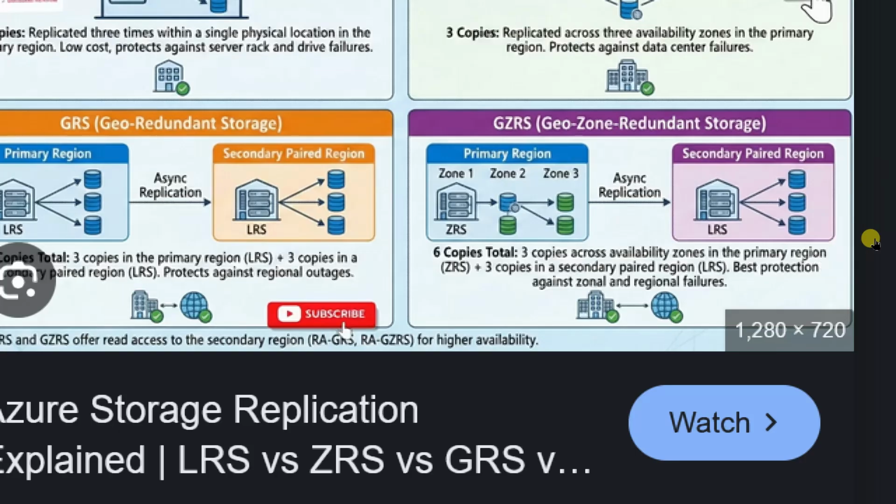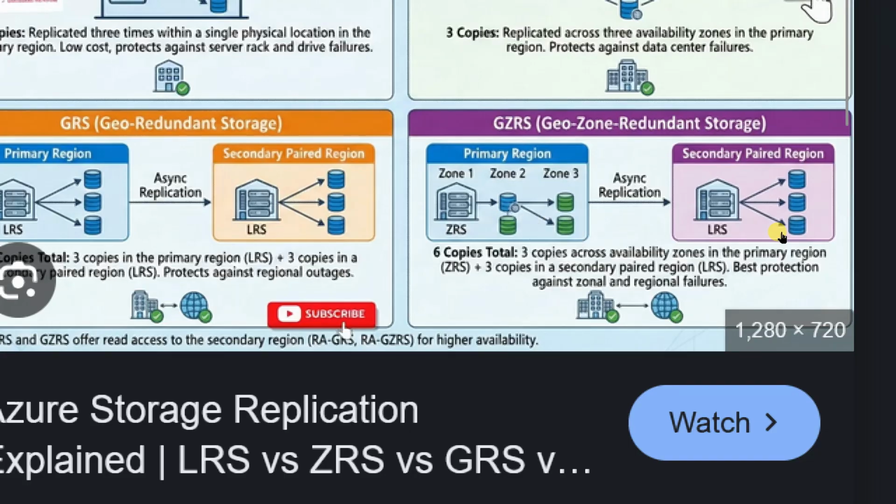How many copies will GRS and GZRS keep? Six copies. With GRS, the first is in a single availability zone, single region, and the second is in a single availability zone in the second region. Whereas in GZRS, it will keep three copies in three availability zones in the first region, and three copies in a single availability zone in the secondary region. So here, multiple copies in multiple availability zones.